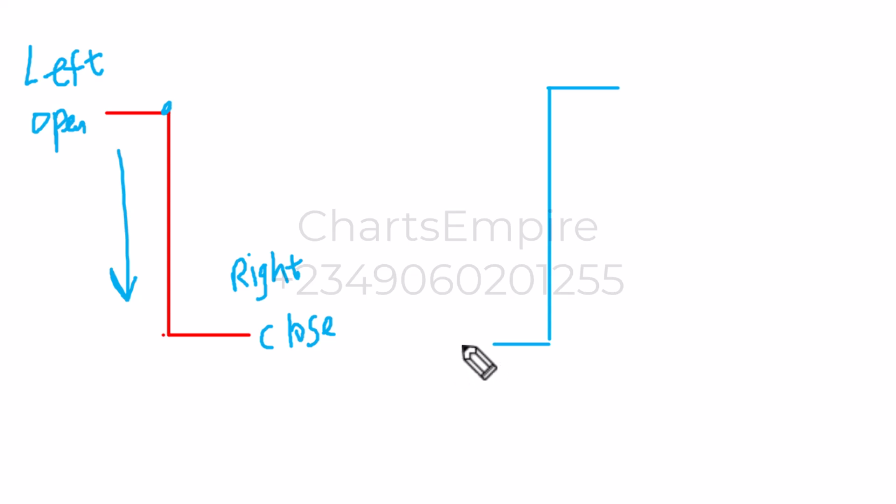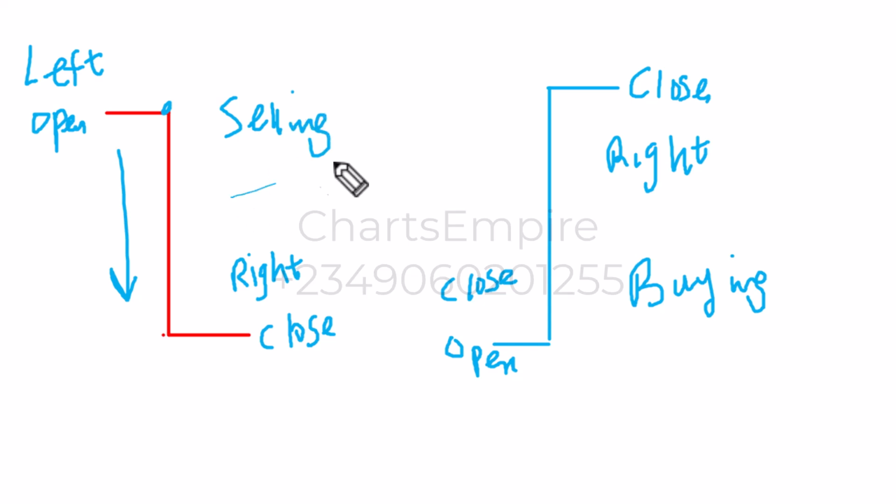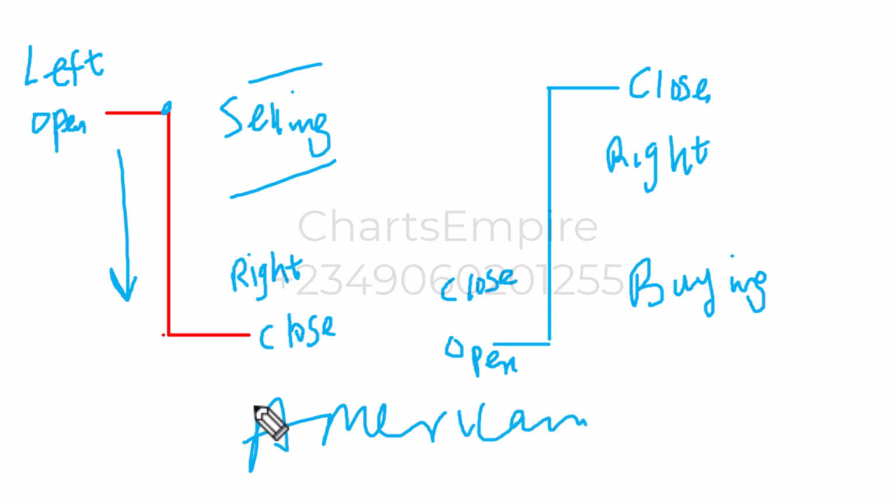And right here, remember, the left is the open and the right is the close. You can see that whenever the open is below the close, or whenever the close is above the open, it indicates buying. It means people are buying. And whenever the open is above the close, it means people are selling. So get this concept on the American bar chart.